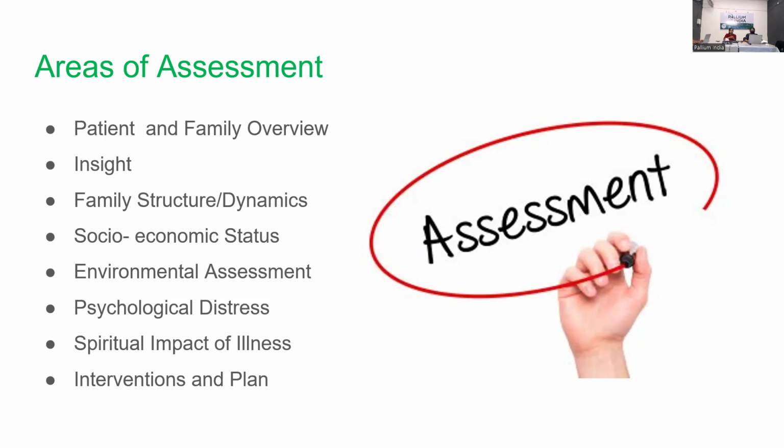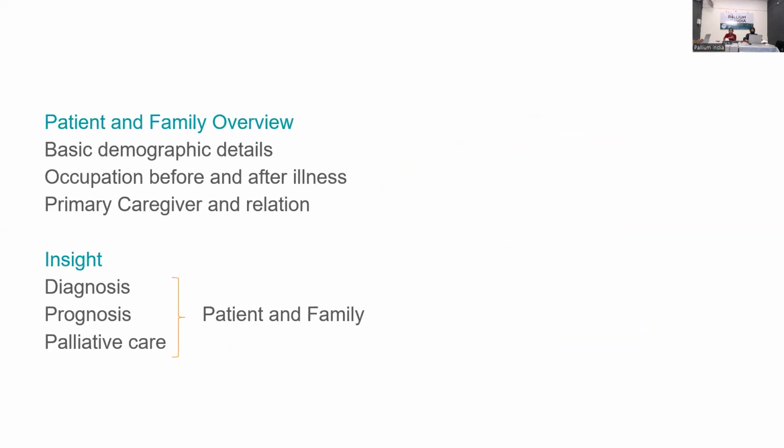So the first criterion is patient and family overview. What comes under patient and family overview is, as I mentioned, the basic demographic details. What was the occupation that the patient had before the illness and what is the condition right now? Maybe the patient might have been the breadwinner of the family, but now because of the disease condition, he or she is not able to work. So there is no income in the family. All these details will come under that. Primary caregiver. So who is taking care of this patient? Is it a spouse or is it the parents? Who is taking care of the patient and what is the relation?